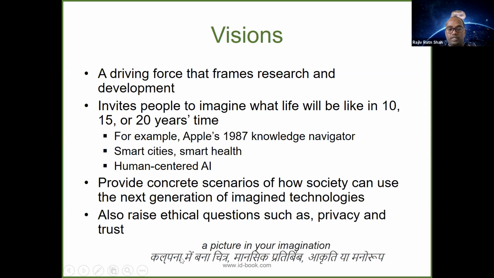So for example, the meaning is a picture of your imagination, right? It's like kalpana mein bana chitra mansik pratibimb akriti amanurup, right? So it also raises kind of ethical questions such as privacy and trust. So for example, since many of you are AI students, right? These days you want to do anything with AI. So for example, you want to build an AI based autonomous driving system, right?